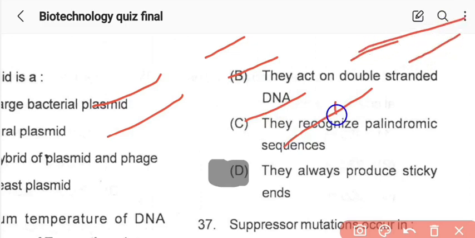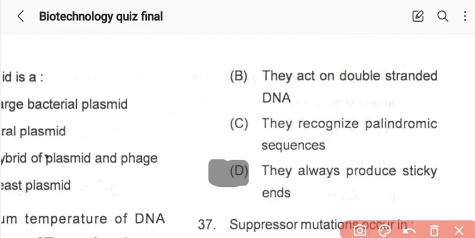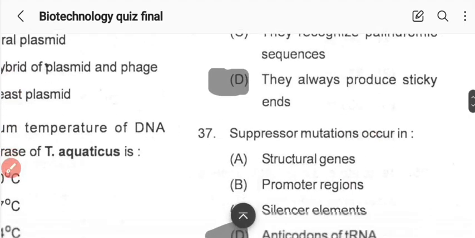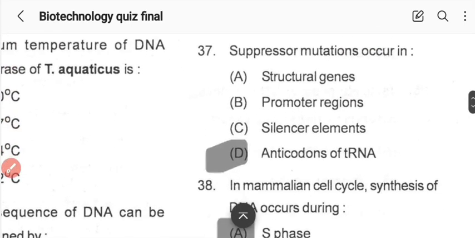When they produce sticky ends, some portions are not the same. Okay, so this is called a sticky end, but it is not always true. Some restriction endonucleases also produce blunt ends. Next question. Suppressor mutations occur where? Anticodon of tRNA. This is what? Suppressor mutations.